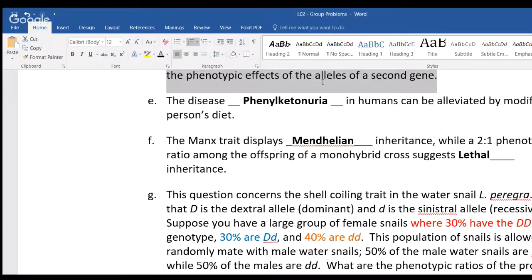E, we think the disease is PKU. I can't say the other word. It's a little tough, and that's because with that disease, the person cannot metabolize the amino acid phenylalanine, and so adjusting the person's diet will help fix that problem.